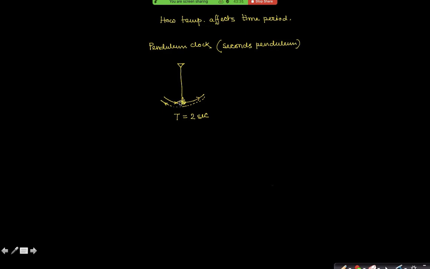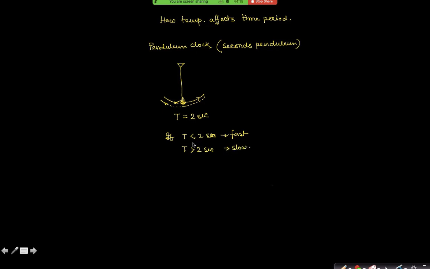Fast clock. Why? Because the clock will show 2 seconds after every 1.5 seconds. If it completes in less than 2 seconds, say 1.5 seconds, it is showing that it has completed 2 seconds. So if the time period is less than 2 seconds, the clock is fast. And if the time period is greater than 2 seconds, the clock is slow.